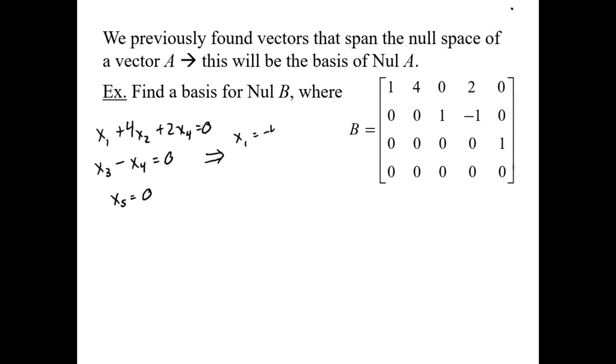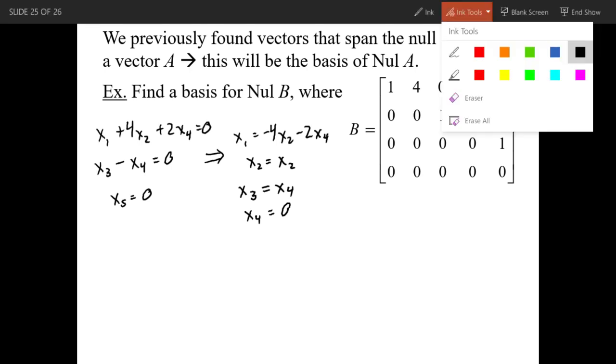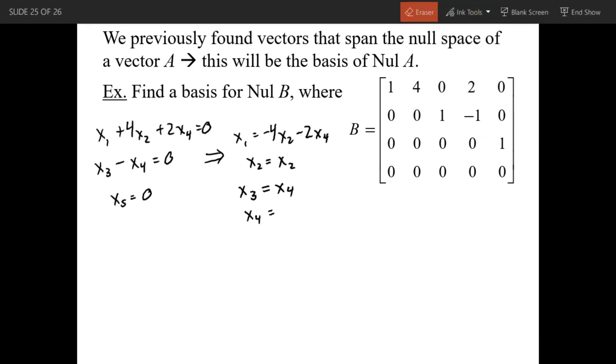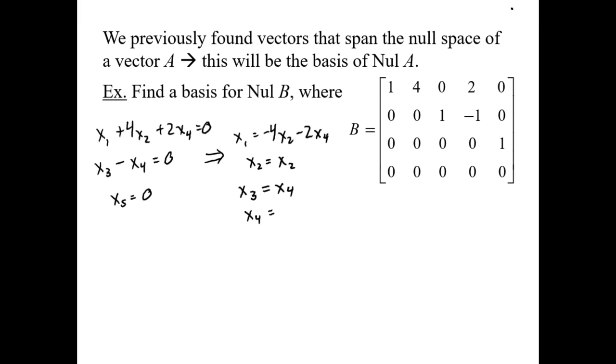x1 is equal to negative 4x2 minus 2x4. x2 is free, so it can be itself. x3 is equal to x4. x4 also is free, so x4 is itself. And then x5 is 0.